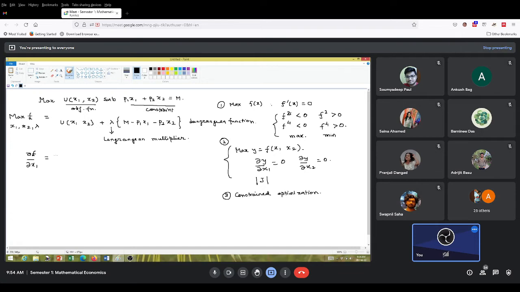If it is a multiple variable problem, we simply have to take the first derivative with respect to the choice variables. So there are three choice variables. These are the first order or necessary conditions. I have to take the differential of the Lagrangian function with respect to x1, x2 and lambda, and set this to 0.